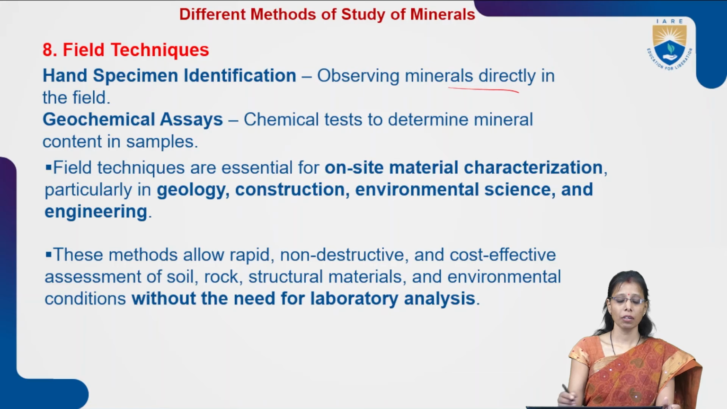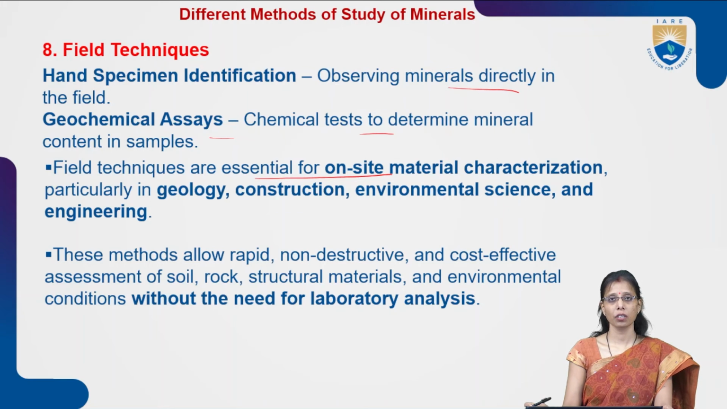Now we have geochemical assays, a chemical test to determine the mineral content in the sample, to determine what the different contents present in the mineral are. Geochemical assays and field techniques are essential for on-site material characterization. In the field technique, whenever you go to the site, directly on the site itself, you get the material composition and material characterization, particularly in geology, construction, environmental science, and engineering fields.